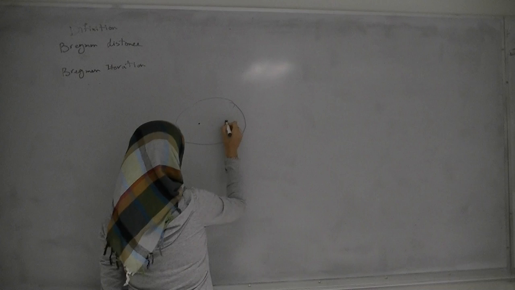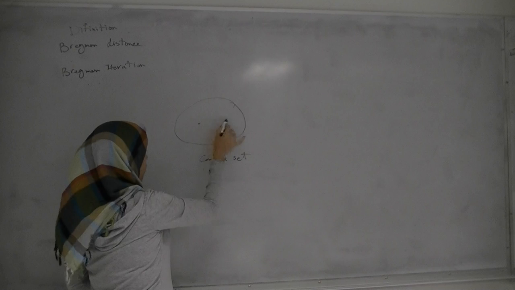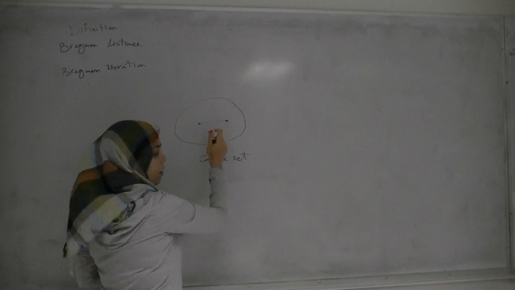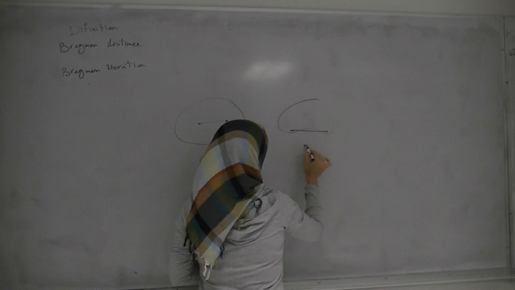For the convex set, the set is convex if for each two points in it, when you connect them with a straight line, that line is in the set again. So this one is a convex set. And for example, if we have something like that, this one is non-convex.